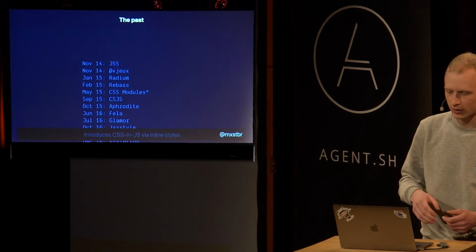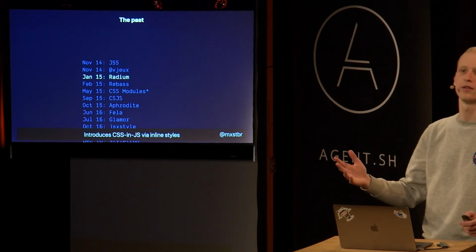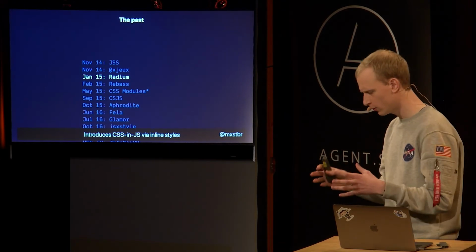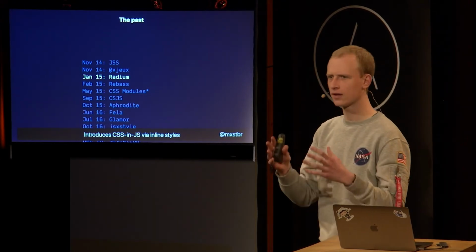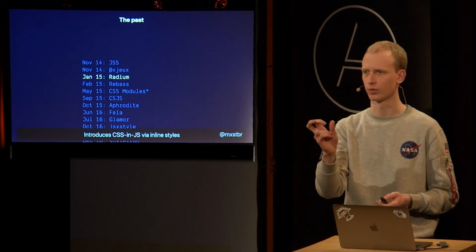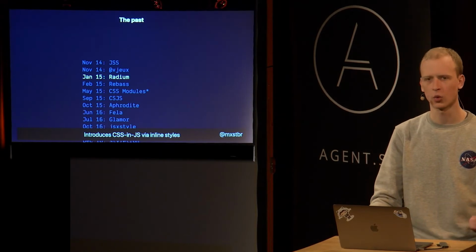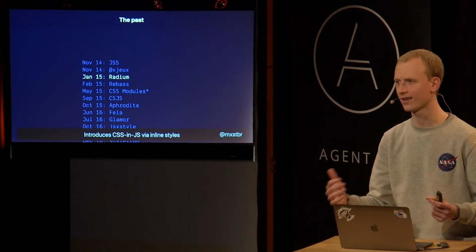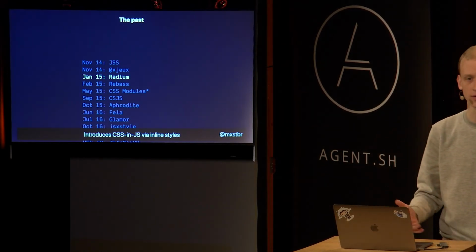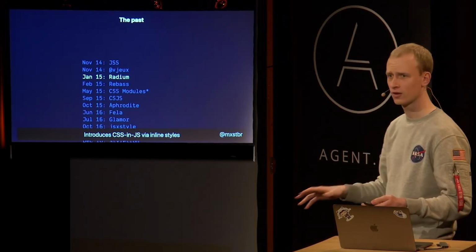The first thing that happened was that in January of 2015, Formidable Labs published Radium, the second CSS-in-JS library. Now, Radium tried something interesting. They tried to make CSS-in-JS work by assigning the CSS to the style attribute. Now, if you've ever used inline styles, you know that this isn't quite ideal, because with inline styles, you can't have many things that you can with CSS. You can't have media queries. You can't have pseudo-selectors, pseudo-elements. Lots of those things don't work.